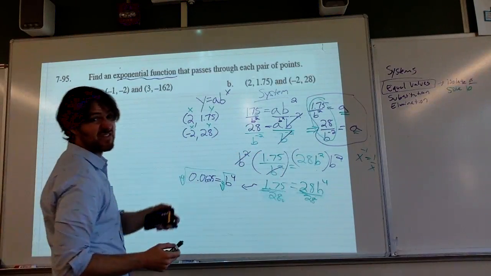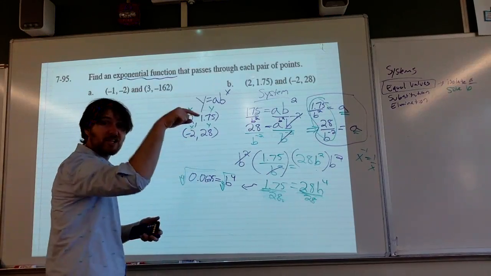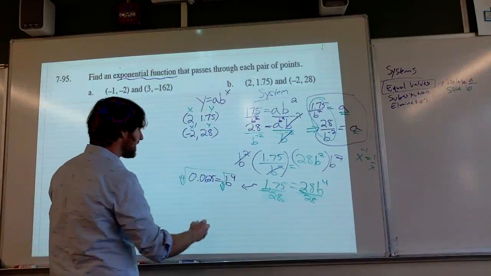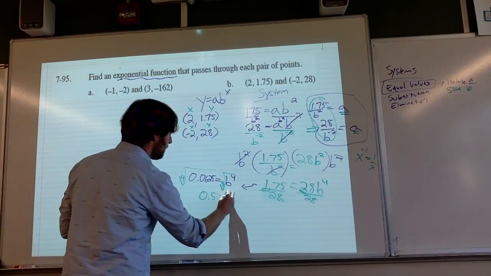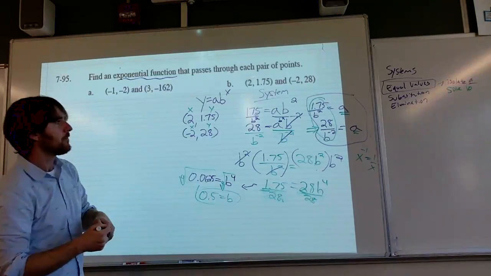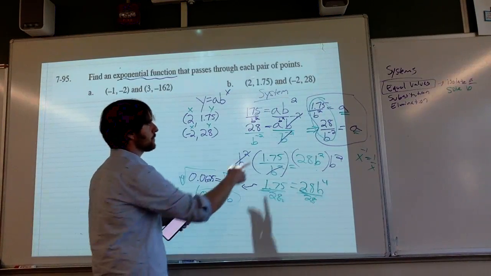It's easier to have a scientific calculator to take a 4th root. You've got to hit the x root button. Say 4 and then x root, and then this number. So now I got 0.5. 0.5 equals b. I got b. Man, that was a lot of work, wasn't it? So I got 0.5 for b.